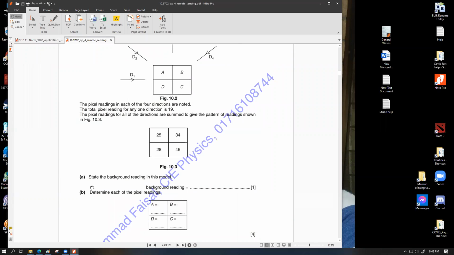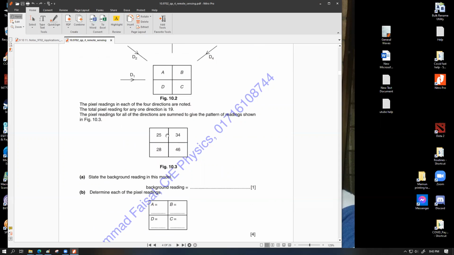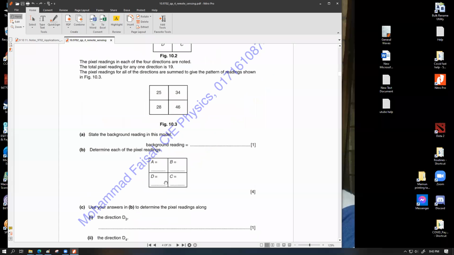So the question says, set the background reading of this model 19. You just write 19 over here, get 1 mark. Beautiful. Determine each of the pixel readings. So what do you have to do? You have to subtract 19 from each of these boxes, and divide the remaining values, the subtraction results, by 3 to get those pixel values. So that's the calculation that you're expected to do over here, and eventually you should get these numbers over here.